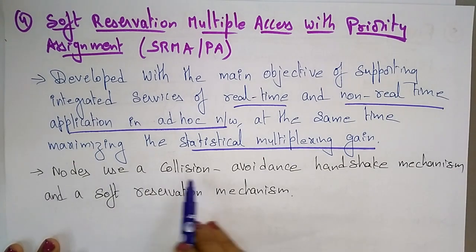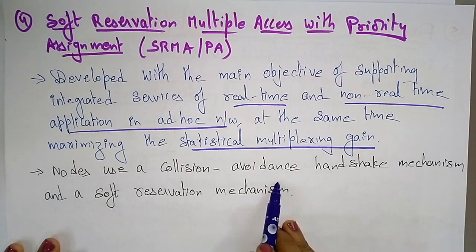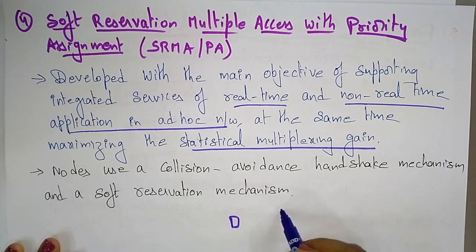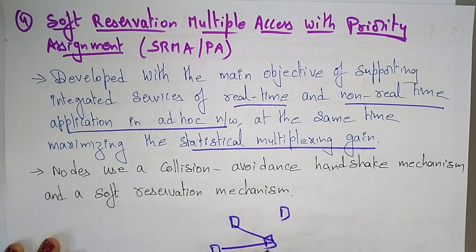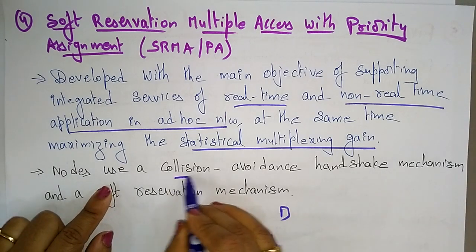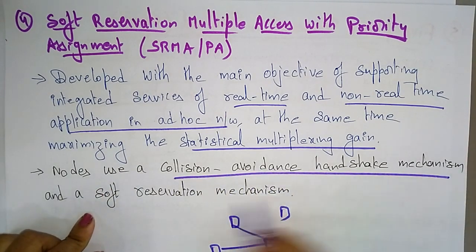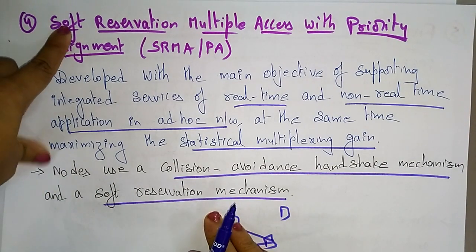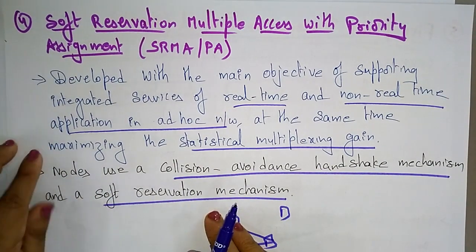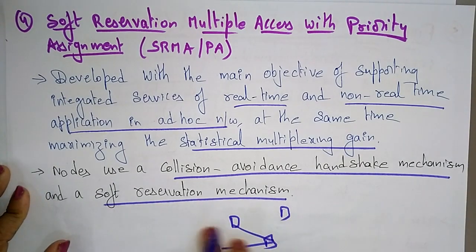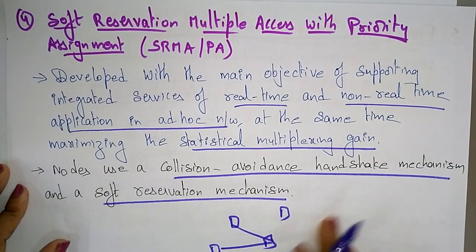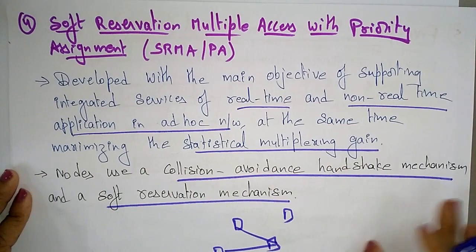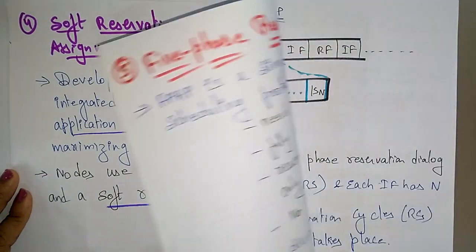Here the nodes use a collision avoidance handshake mechanism. So whatever nodes are present for communication, those nodes use a collision avoidance handshake mechanism and a soft reservation mechanism. That's why we call it soft reservation multiple access with priority assignment. So here collisions can be avoided by using the handshake mechanism and a soft reservation mechanism.